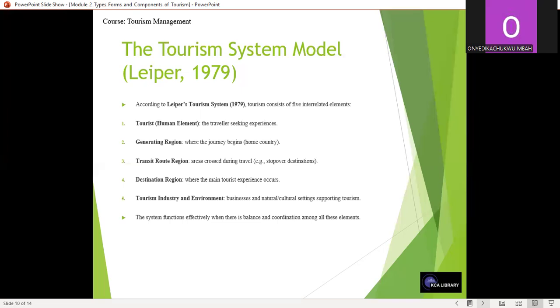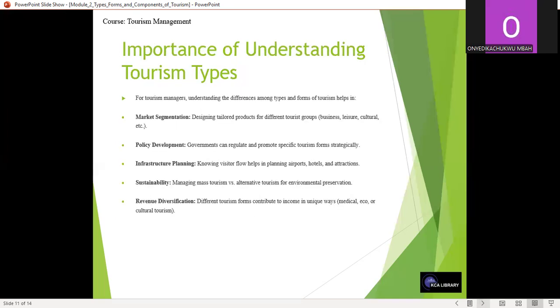Now we have the tourism industry and environment. That is businesses, natural and cultural settings supporting tourism. Now, this system functions effectively when there is a balance and coordination among all these elements.